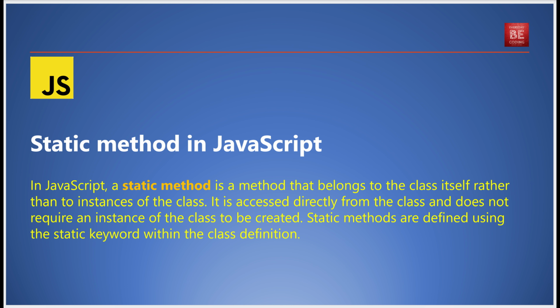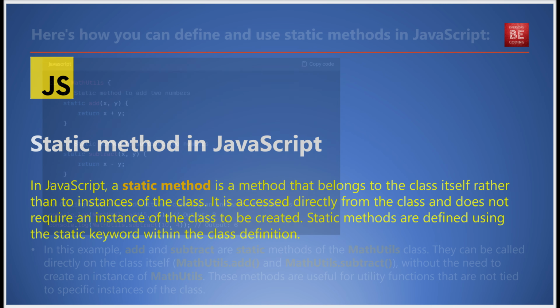In the realm of JavaScript, a static method is a method attached directly to the class rather than to instances of the class. It's like a library book that's always on the shelf, ready to be used by anyone, without needing to be checked out.